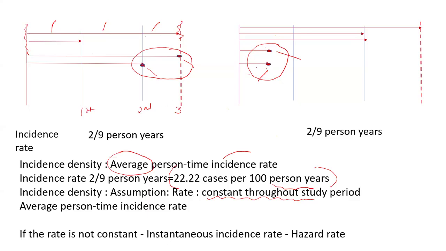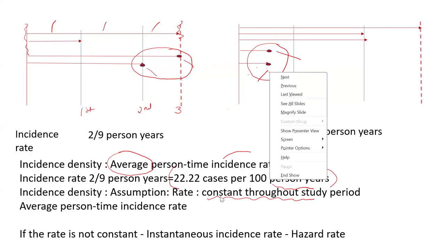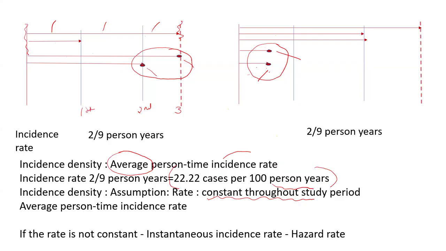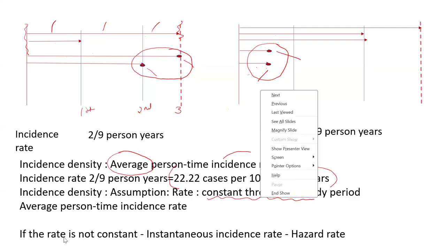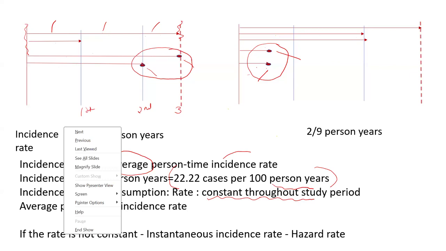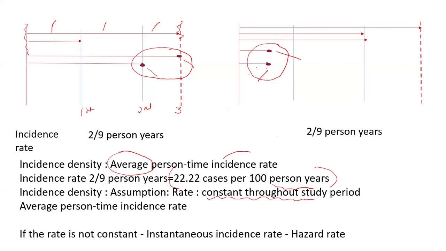So what you see is that these cases are occurring later on. The period of follow-up is the same, but these cases are occurring late in follow-up, while these cases are occurring early on in follow-up, right? So this assumption that the occurrence or the rate is the same throughout the study period does not hold true. So when the rate is not constant in the period of follow-up, and it is not comparable, then what you calculate is known as the hazard rate, which is nothing but instantaneous incidence rate. So I will tell you what hazard rate is, but you have to understand the drawback.